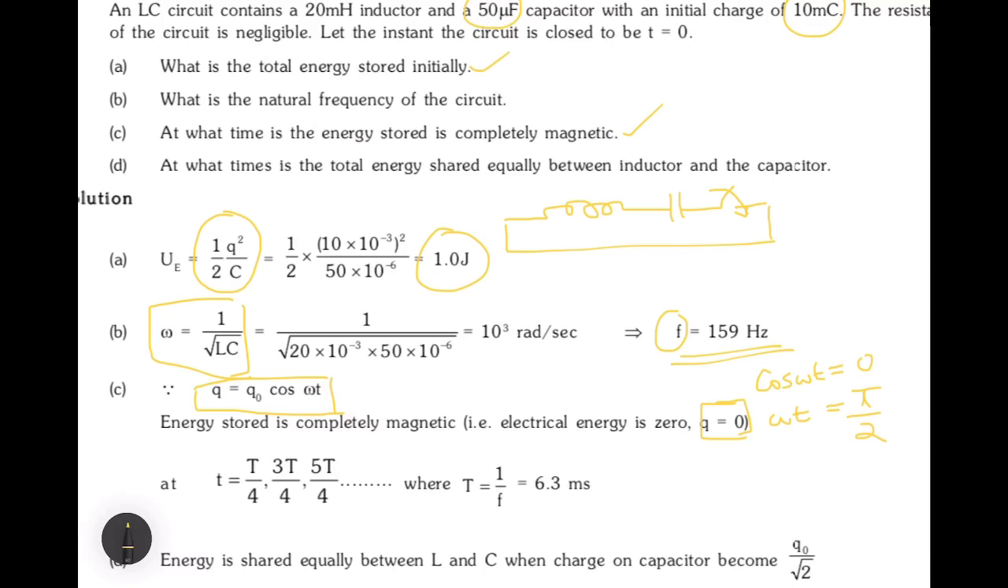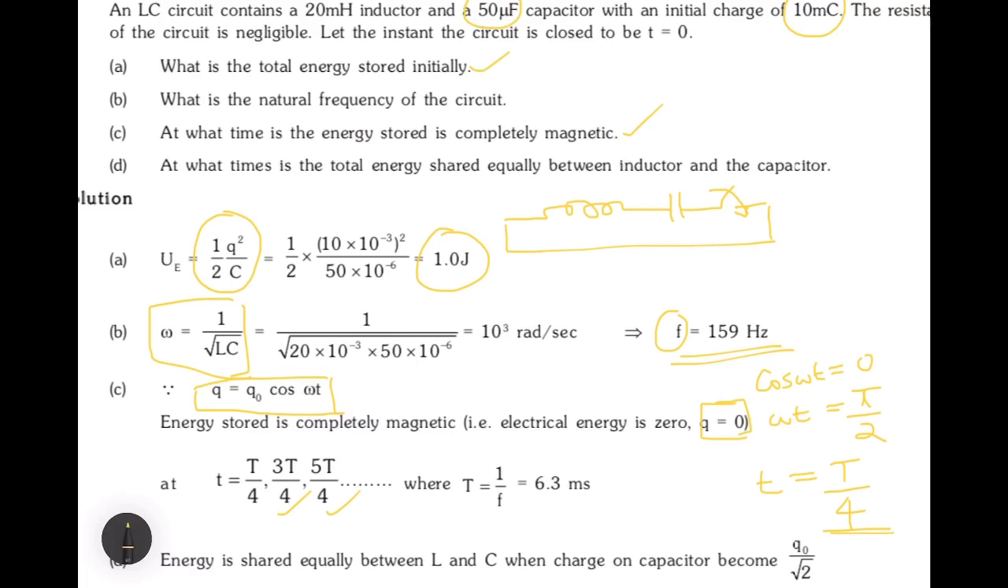Omega is 2 pi f, which is 2 pi by T. Substituting for omega 2 pi by capital T, you get small t equal to T by 4. That is the first moment when it becomes completely magnetic. Further, at 3T by 4, at 5T by 4, you will get purely magnetic. Understood? So that is the question they have asked.